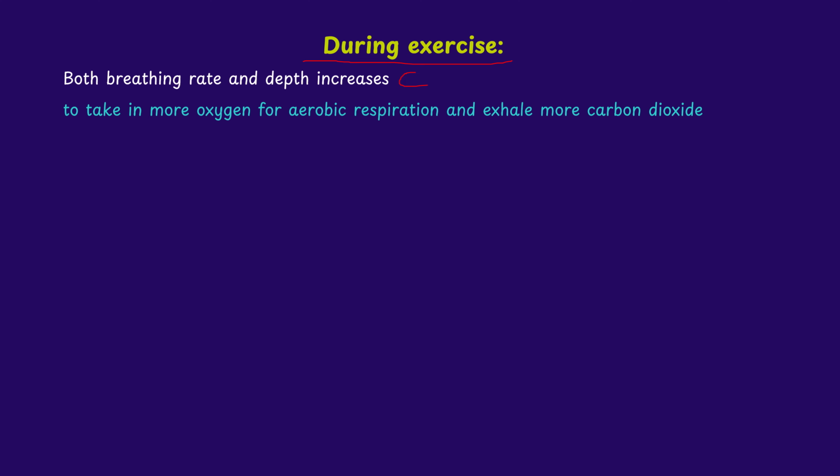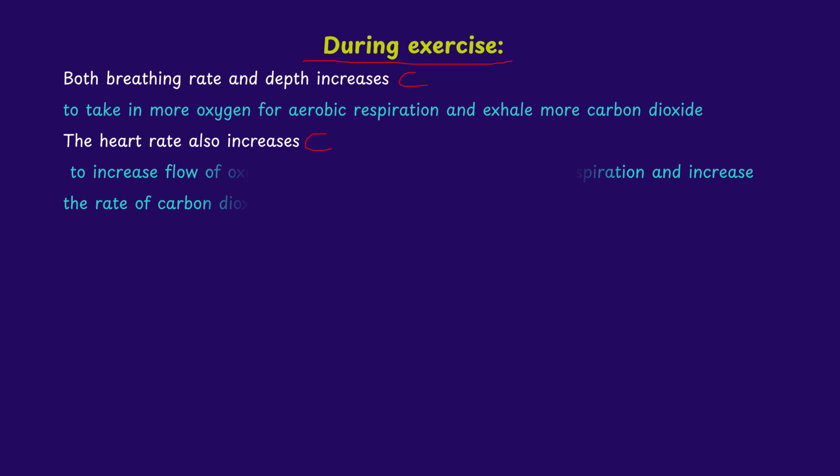So students, this is how I would present my answer. So I would first start with a heading that says during exercise. Remember, we're writing about what happened during and after exercise. So the first change is that both breathing rate and depth increases. So that is the change, and you need to write the explanation of this change now. To take in more oxygen for aerobic respiration and exhale more carbon dioxide. Another change is that the heart rate also increases, and so the explanation is to increase flow of oxygenated blood to muscles for aerobic respiration and increase the rate of carbon dioxide removal.